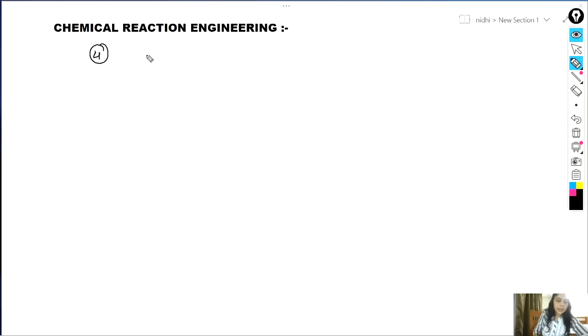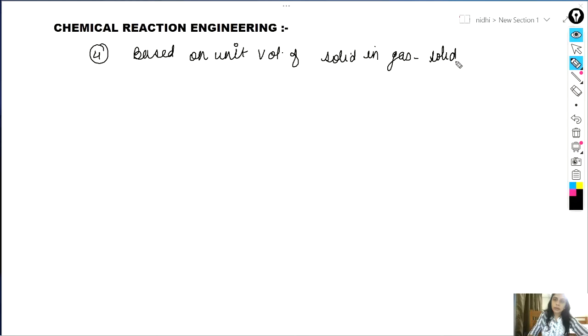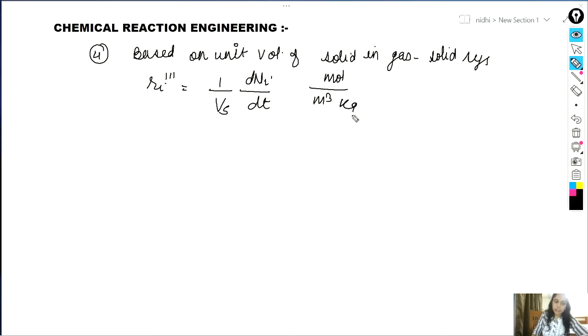Okay, so fourth one is based on unit volume of solid in gas solid system. So here we can define 1 upon Vs, so volume of what? Solid, right? dN_i upon dt. Okay, so again the unit will be mole per meter cube kg. And next is based on unit volume, right?